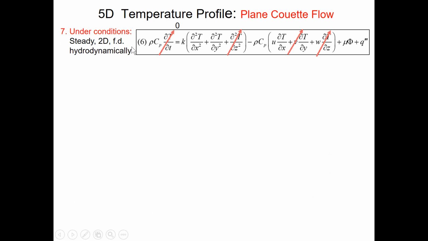7. Since we obtained the velocity profile, now we need to obtain the temperature profile. Equation 6 has 5 terms after satisfying the assumptions of steady, two-dimensional, hydrodynamically fully developed flow. 8. We will apply new assumptions to further simplify the energy equation.